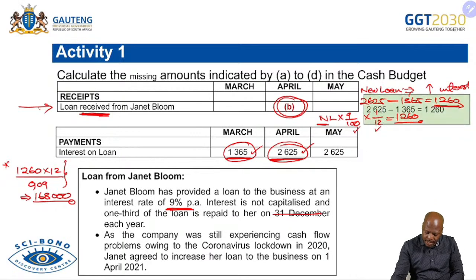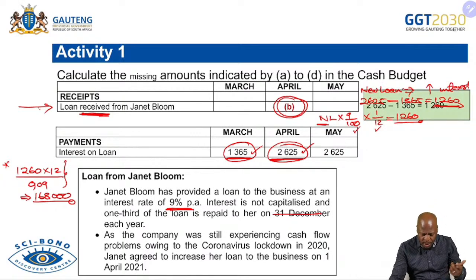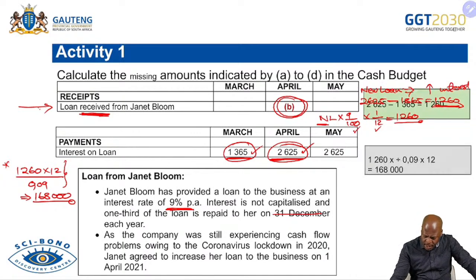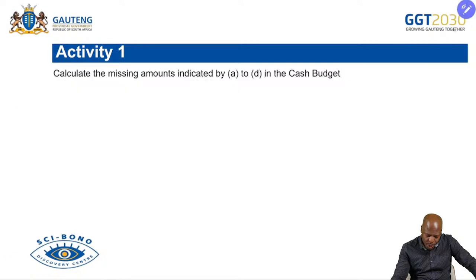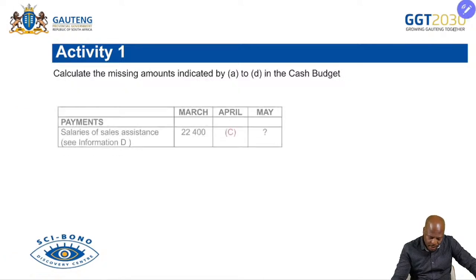All right, let's see how it would appear. Okay, that one is simply showing my calculations as I'd done earlier on. And then there it is. All right, so you can say 1,260 divided by 9%, multiply by 12. It will still give you your 168,000. Okay, now let us quickly go on to the next aspect.